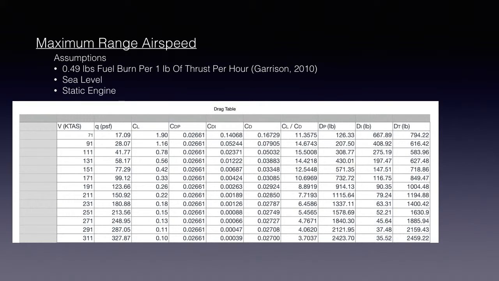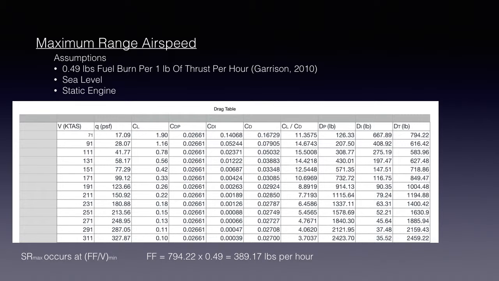So looking at the drag table once again, we're going to use this to calculate the specific range max, which occurs at fuel flow divided by velocity, and we're looking for the minimum value there. In order to do that with our drag table, we're going to need to calculate each row to see which one has the lowest ratio. Let's just start with the 71 knot column.